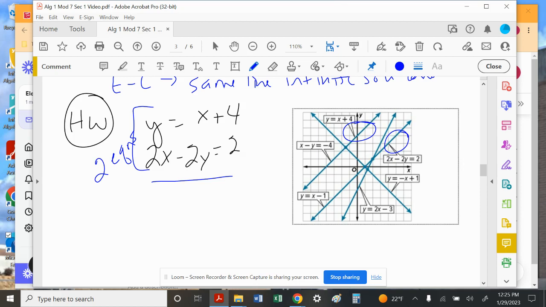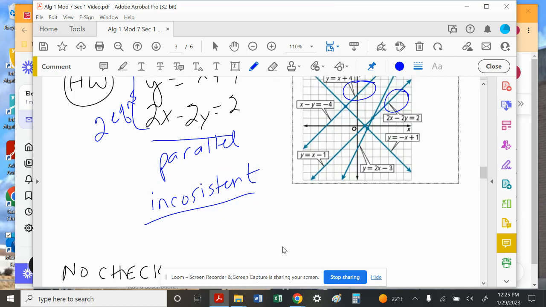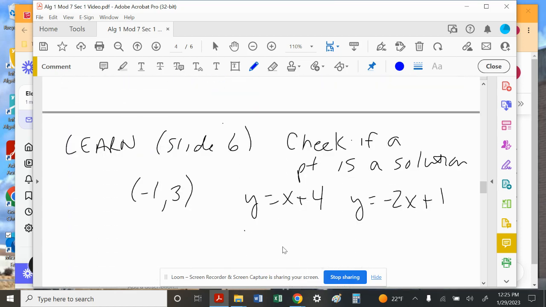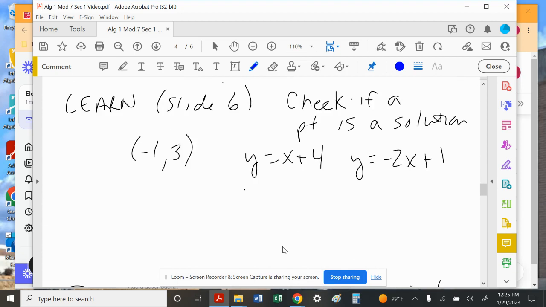And then we look at those two equations, and they look like they are parallel. We know if they are parallel that this system is inconsistent. That's it. That's all we had to do with that one. Okay, no check that you have to perform on there. On the next one, actually, I think I'm going to do this one on this video.